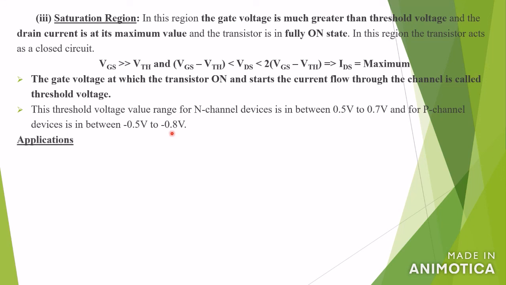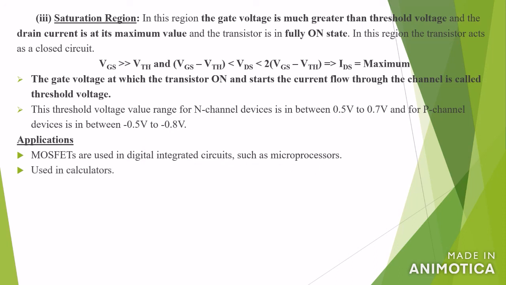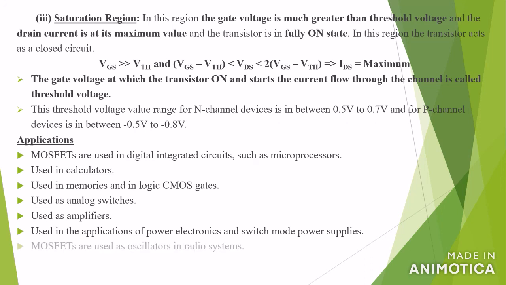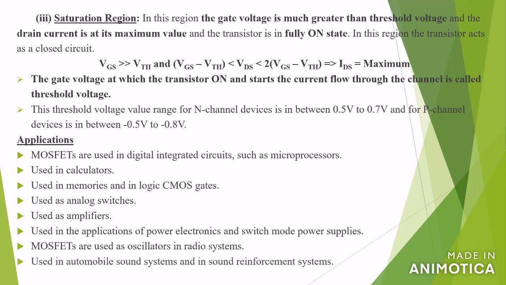Next we'll see some of the applications of MOSFET. First, it is used in almost all the digital integrated circuits such as microprocessors. It is also used in calculators, in memories and in logic CMOS gates. It is also used as analog switches, as amplifiers, and in almost all power electronic applications and switched mode power supplies. They are used as oscillators in radio systems, and also in automobile sound systems and in sound reinforcement systems.